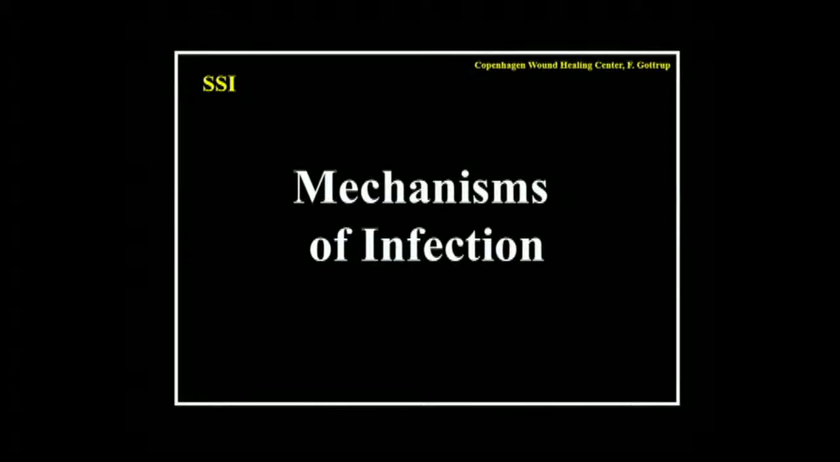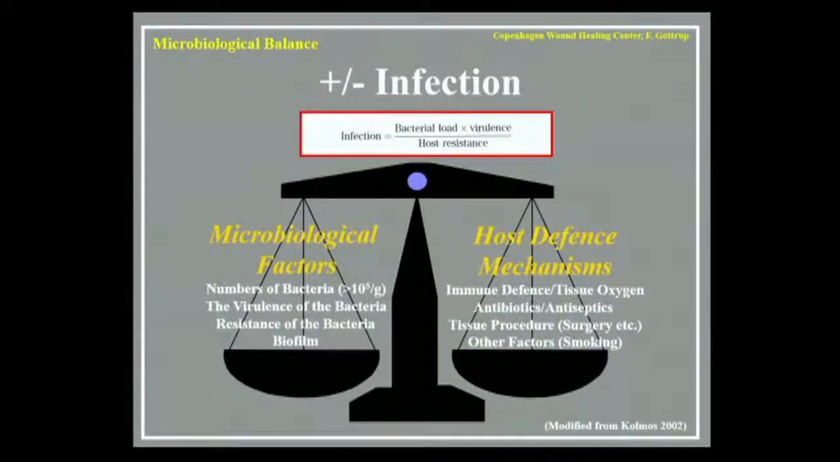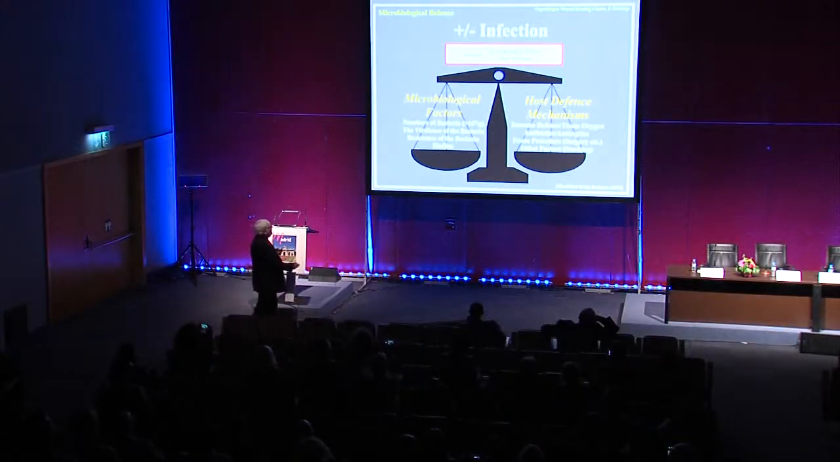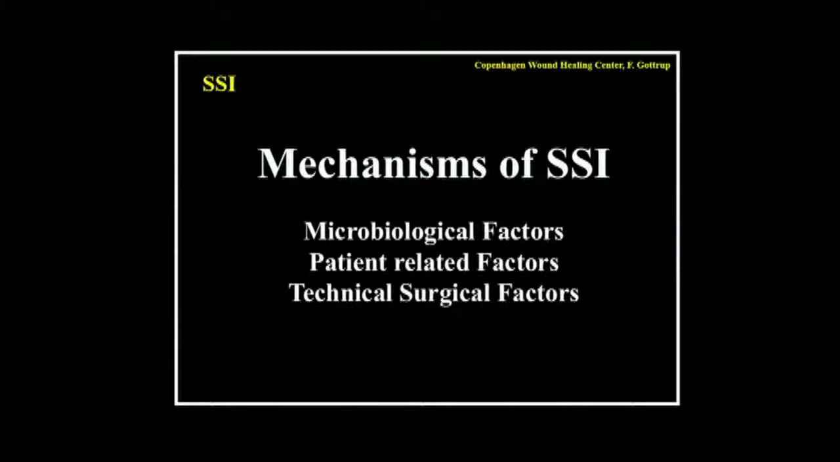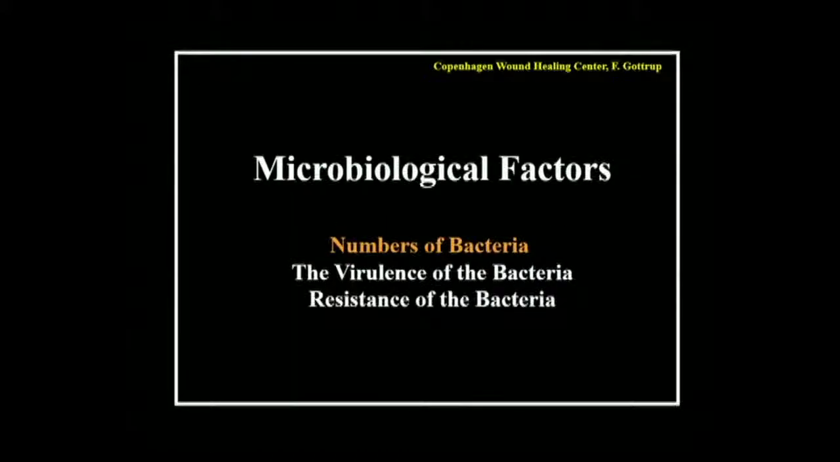What is the mechanism of infection? Then you have to look at this one. Infection is a balance between bacterial load, virulence, and host resistance. I'll go a little into some of these things and define what we are finding here. But it is a balance between the bacteriological factors and the host defense mechanism, including the antibiotics and antiseptics we are using. What is the mechanism? As I said, microbiology factors, patient-related factors, technical surgical factors.